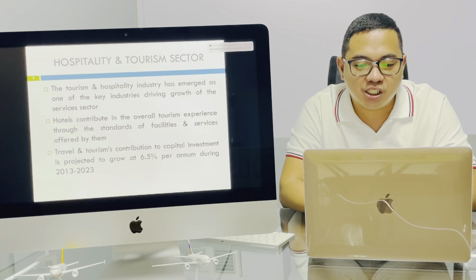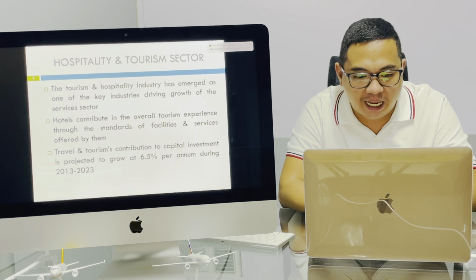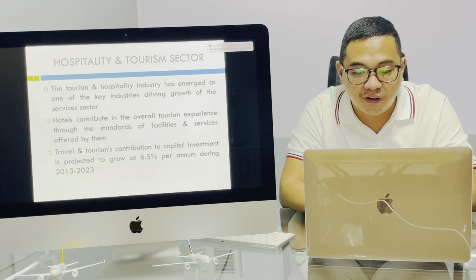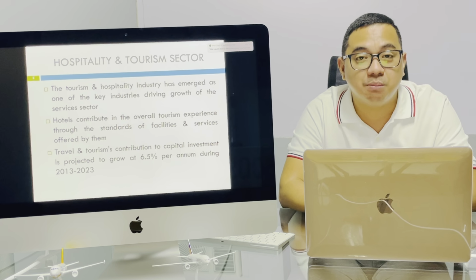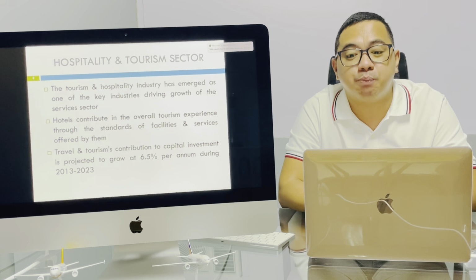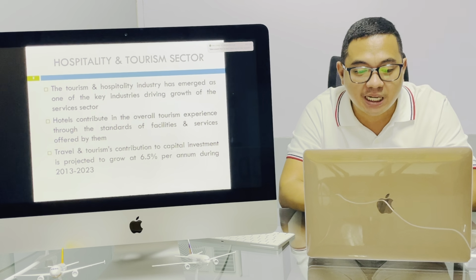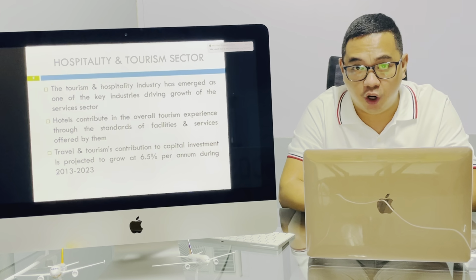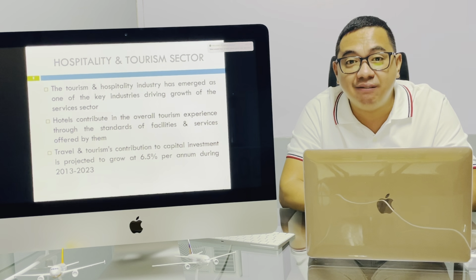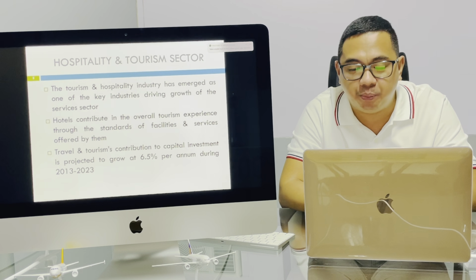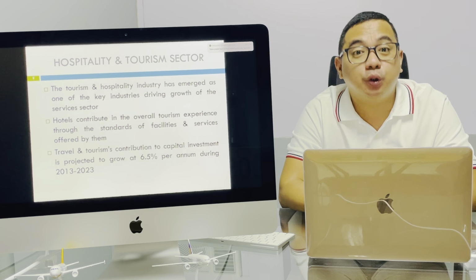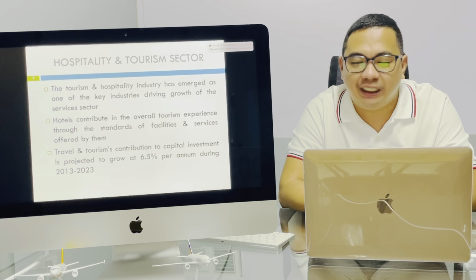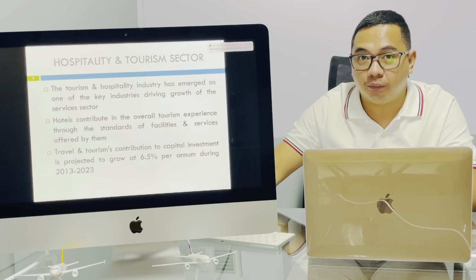Next, hotels contribute in the overall tourism experience through the standards of facilities and services offered by them, and the travel and tourism contribution to capital investment is projected to grow at 6.5 per annum during 2013 to 2023. So amo sini ang aton nga projection. However, because ang COVID-19 nga natabo, I hope that we will be able to recover from this pandemic the sooner the better, tani. Okay, let's continue.